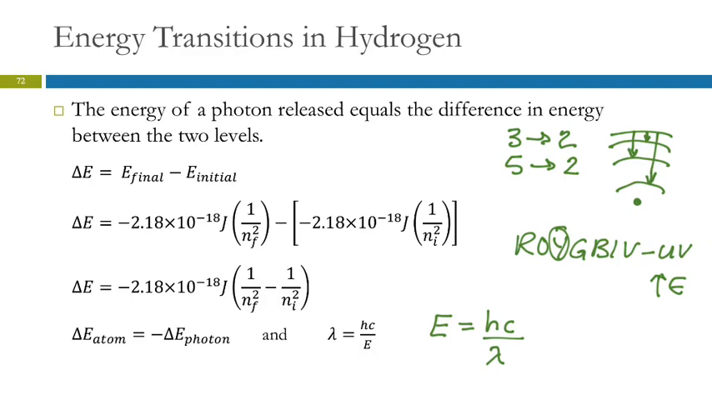So you can't get exactly which n it is from the color of the light, but you can say, well, this one is a larger transition than this one, because you look at the energy of the light that's given off.